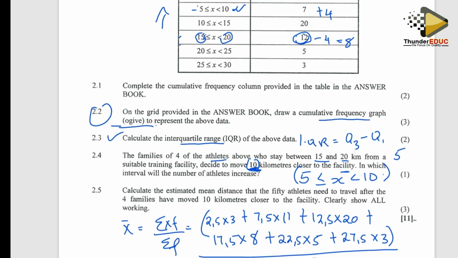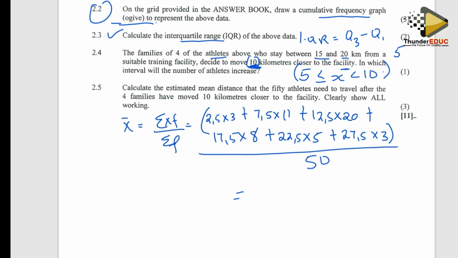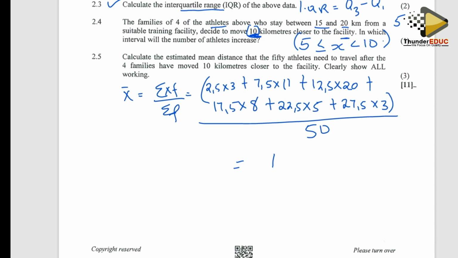Yes, it's a 20. It is a 20. Okay. And then the learners decreased from that other category. So let's just punch this into the calculator and see what we end up with. It's 2,5 times 3 plus 7,5 times 11 plus 12,5 times 20 plus 17,5 times 8 plus 22,5 times 5 plus 27,5 times 3. We're dividing it by 50 and getting 13,5 as our estimated mean. Okay, so that is question number 2.